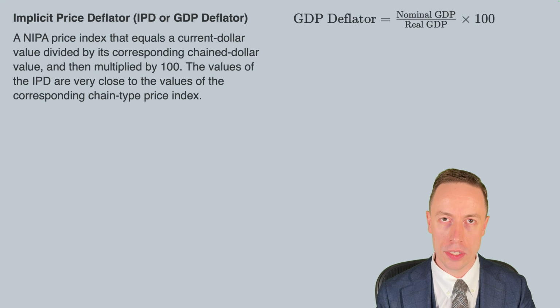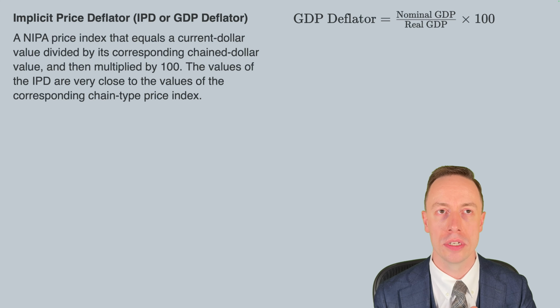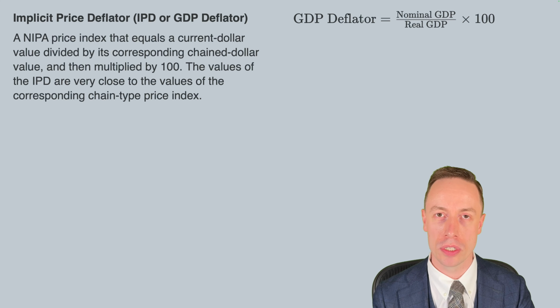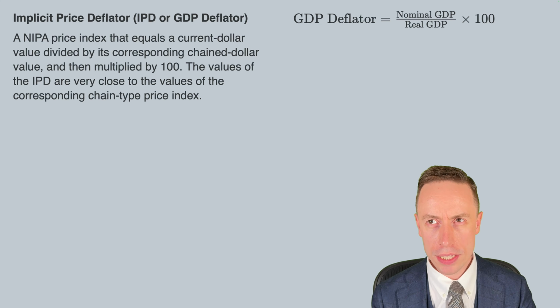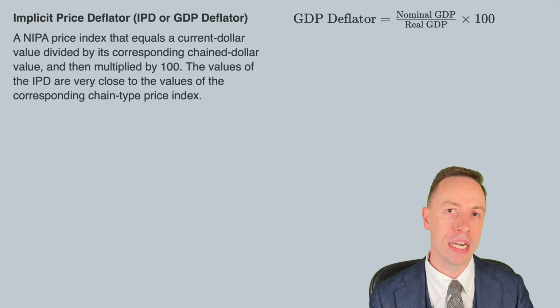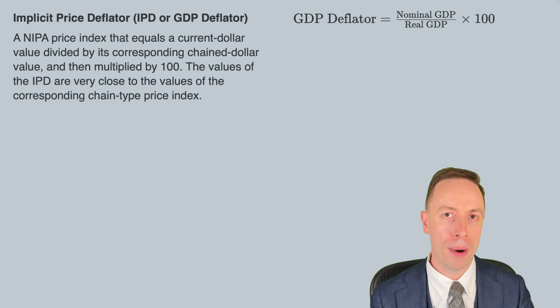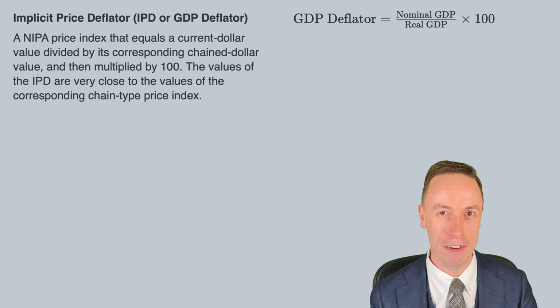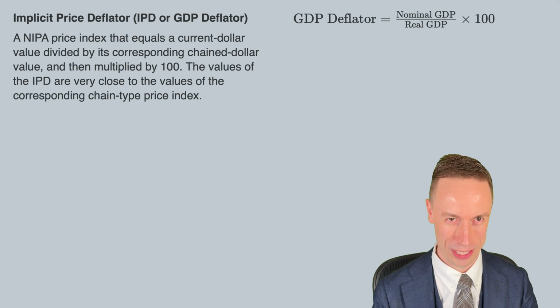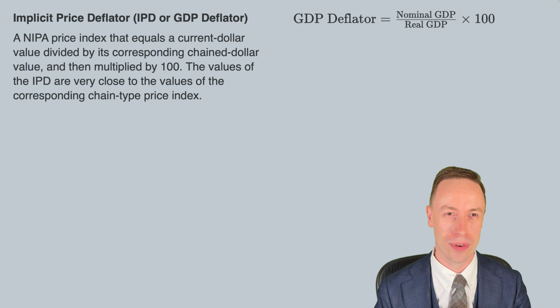This one is referred to as the implicit price deflator, IPD, or the GDP deflator, sometimes a little bit more colloquially speaking. So here's what we're doing. We are taking GDP measured in the nominal way and dividing by GDP measured using the chained dollar, the real technique, forming a ratio. And then we are multiplying this ratio by 100, quite frankly, because numbers to the left of the decimal are just a little easier for our brains to work with. So that's just a little creature comfort right there.